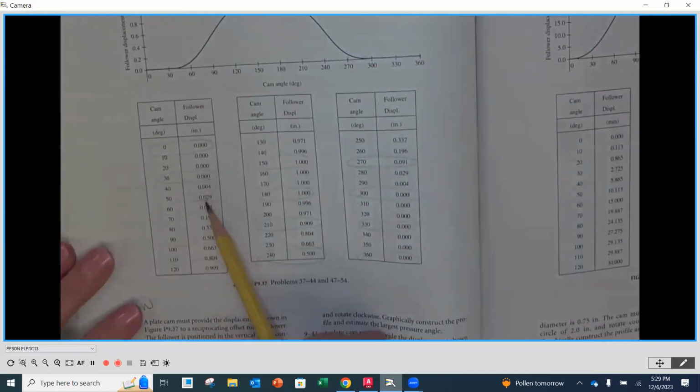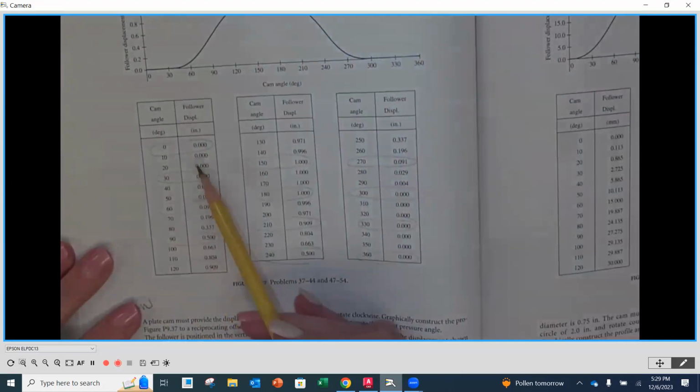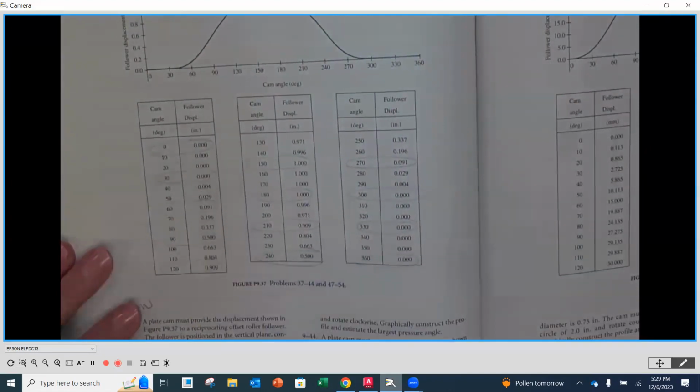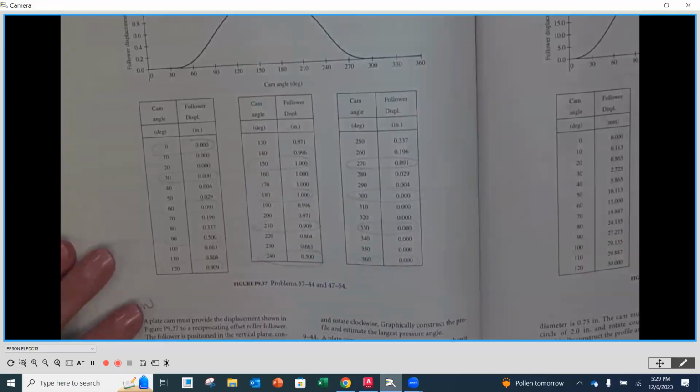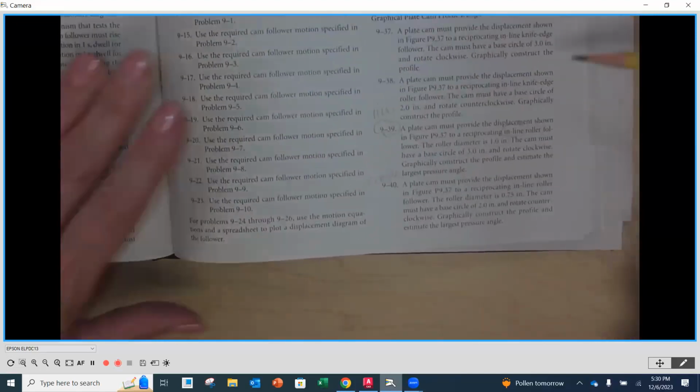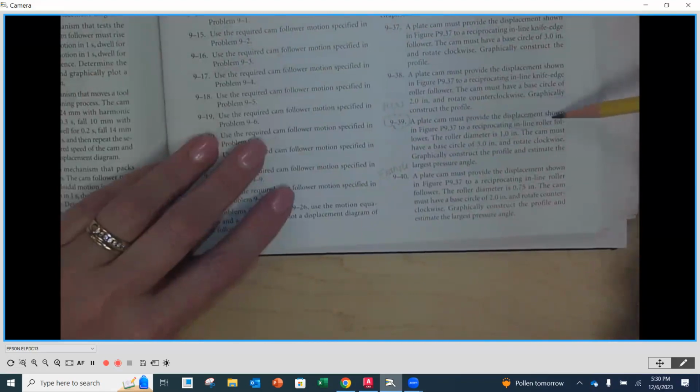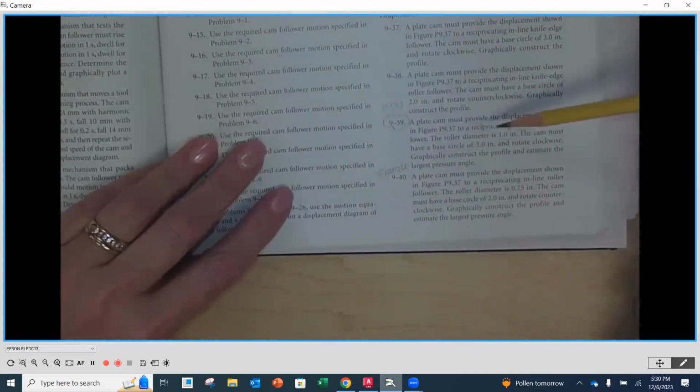Additionally, what they've done is for every 10 degrees, they're giving you the follower displacement, but you're creating your cam on every 30-degree increments here. Okay, so 0, 30, 60, 90, those are going to be the numbers that you're going to use. Okay, do not do this every 10. It's too much. Every 30 degrees. Okay, and this particular one is going to be an inline roller follower. The roller diameter is 1 inch. The cam must have a base circle of 3 inches, and it's going to rotate clockwise. Okay, graphically construct the profile and estimate the largest pressure angle.